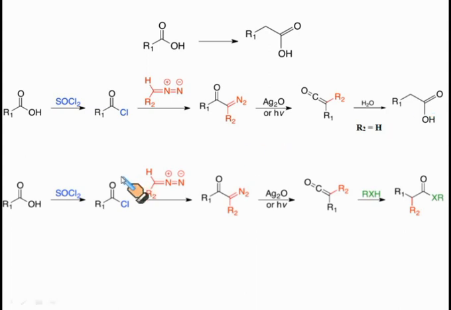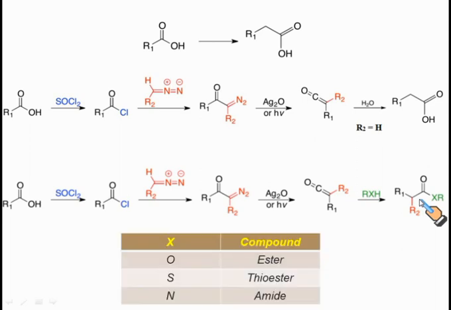Now when we use RXH instead of water, we get these types of compounds. When X equals oxygen, the compound becomes ester. When X equals sulfur, the compound becomes thioester. When X equals nitrogen, we get N-substituted amide.